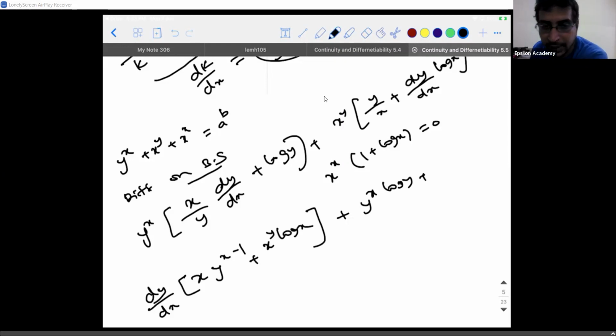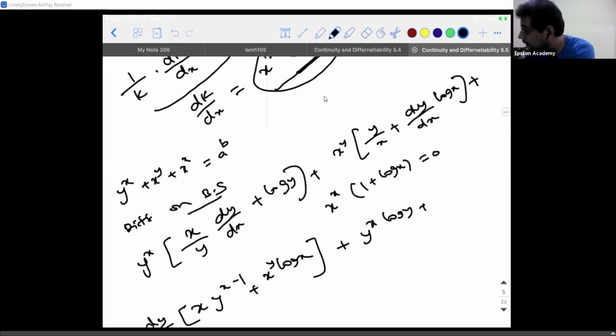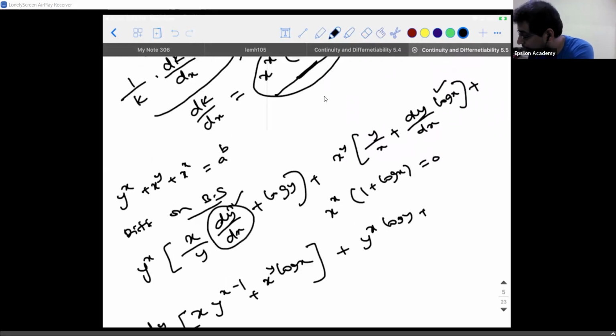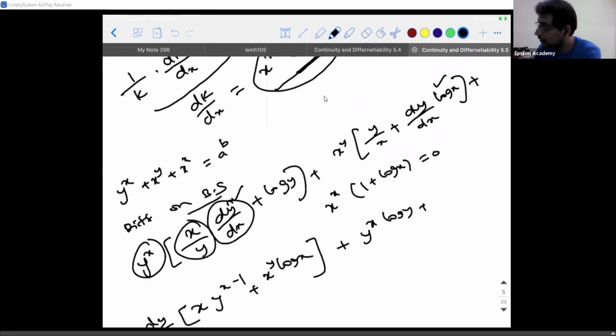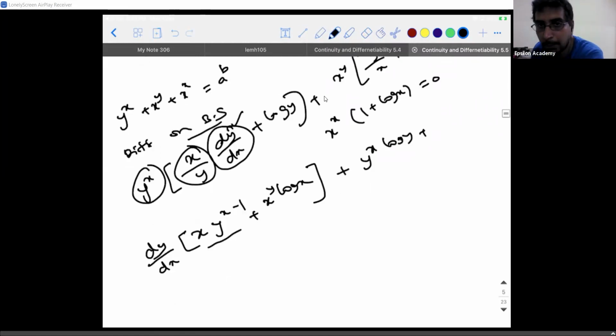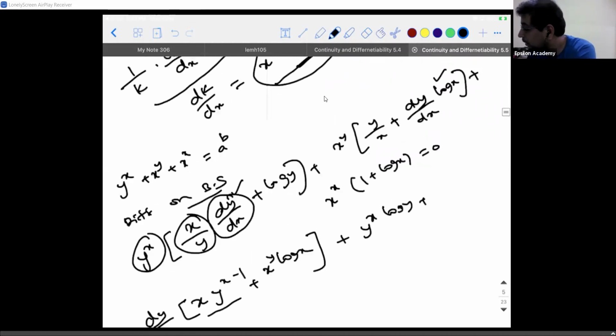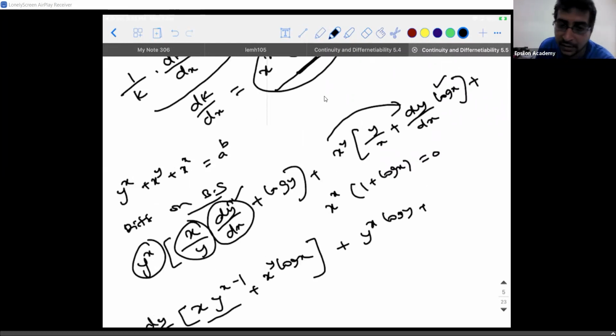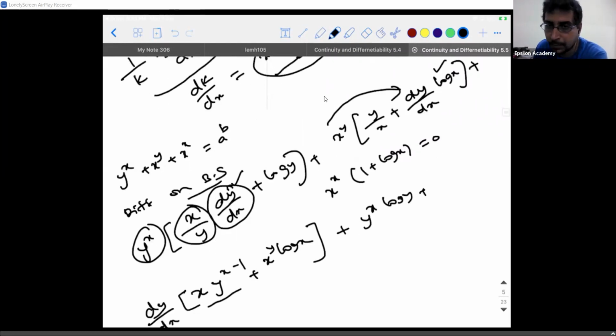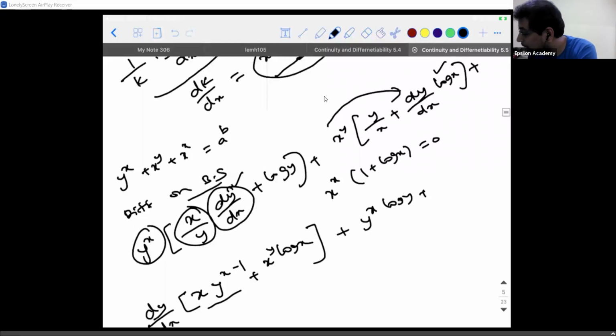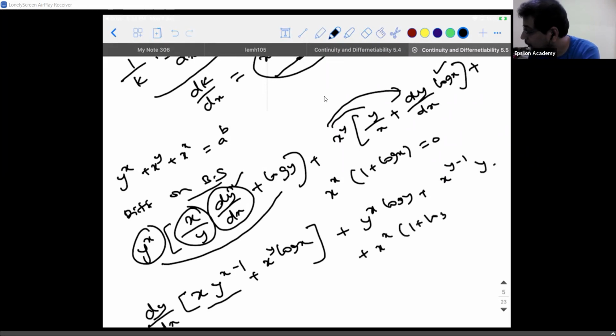Okay. So dy by dx is there, here and here. So the coefficient of dy by dx is nothing but y power x into x by y. That is nothing but x into y power x minus 1 plus here it is going to be x power y into dy by dx, that is x power y log x, plus what we are left out with? y power x into log y plus x power y minus 1 into y plus x power x into 1 plus log x is equal to 0. Definitely a 5 mark question worth.